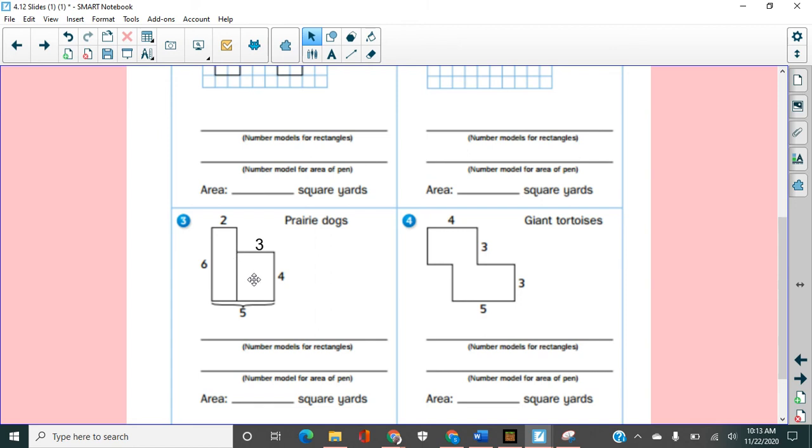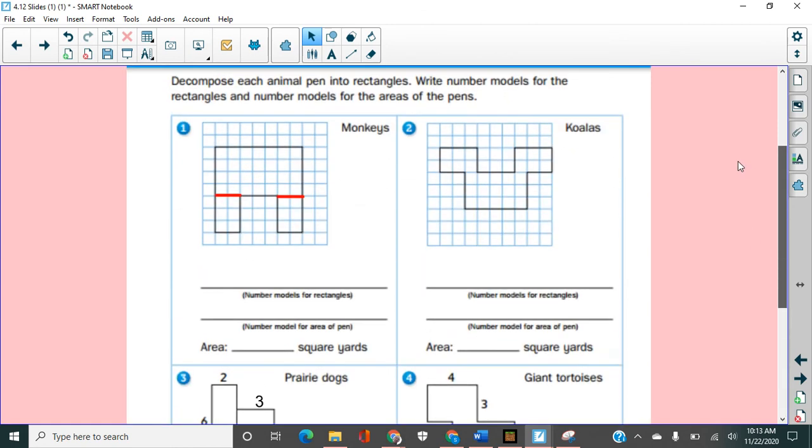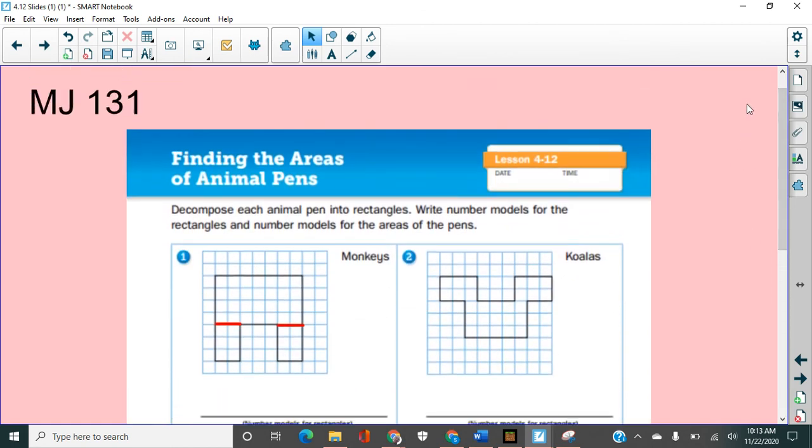Okay, so these don't have squares, right? And you're going to use the strategies that we talked about. Anything at the bottom? Nope, 4 problems to do. Okay, rectilinear figures. They're calling them animal pens. You could think about them as swimming pools.